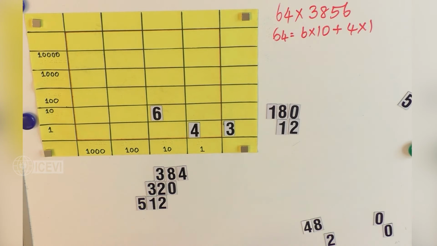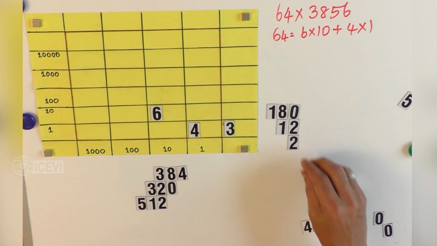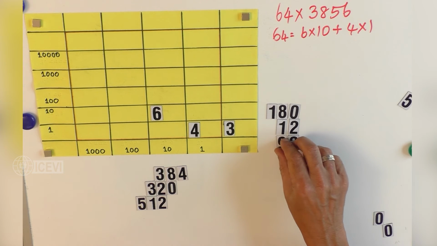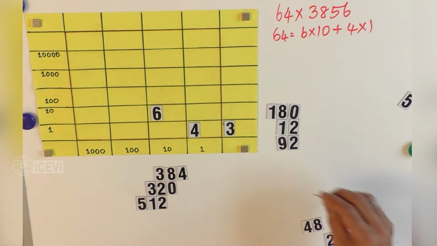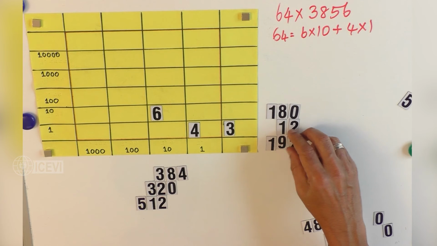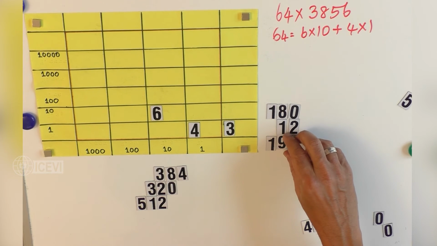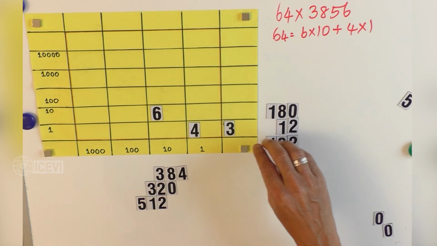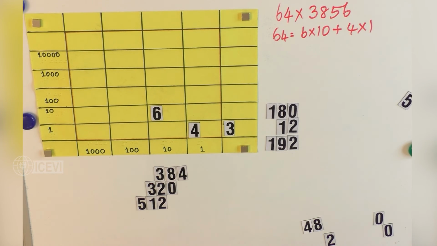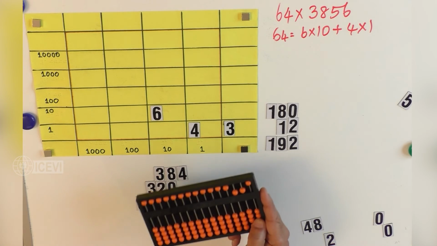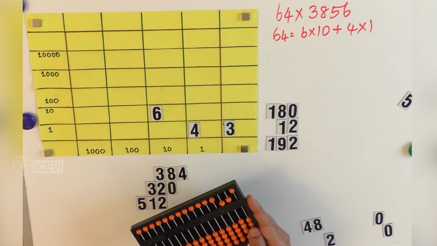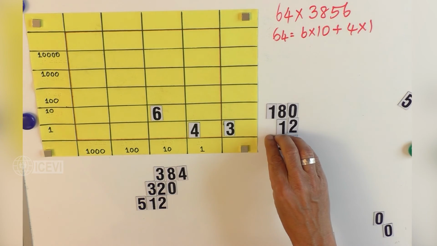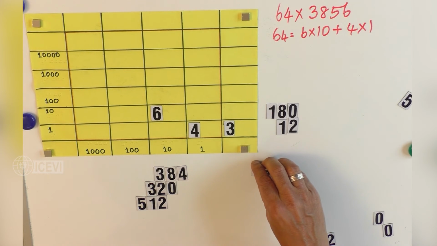So when you add 180 with 12, you get 2 in the unit column... in the 10th column you get 9, and in the unit column you get 1. So 180 plus 12 is 192. Well, the child will be able to do some mental calculation also to add these numbers, or you can use an abacus, which is a wonderful device for addition and multiplication. Now where to place this 192?